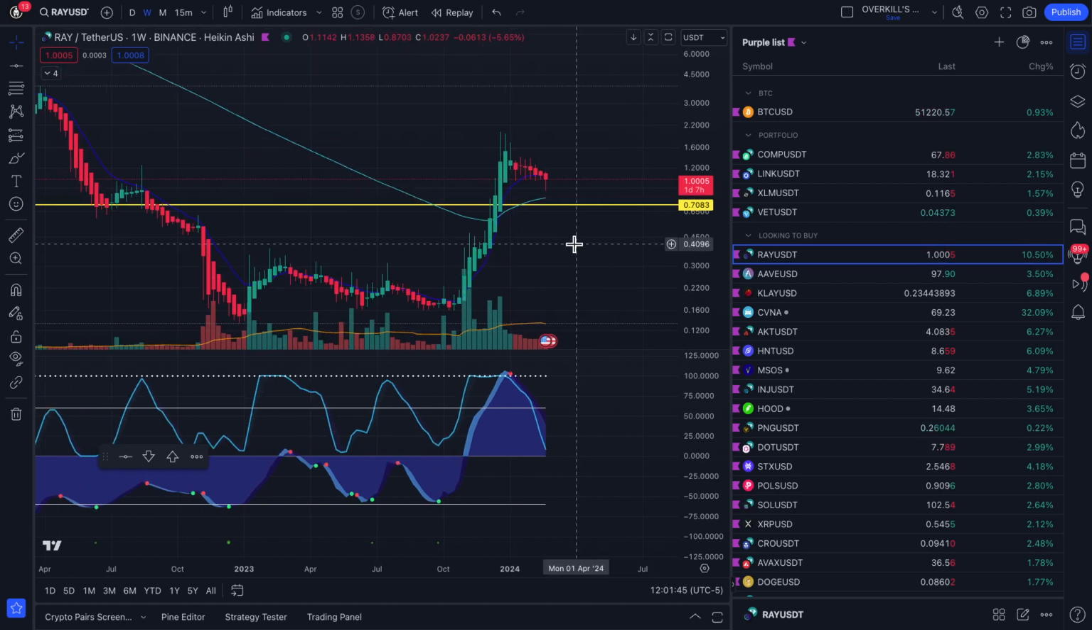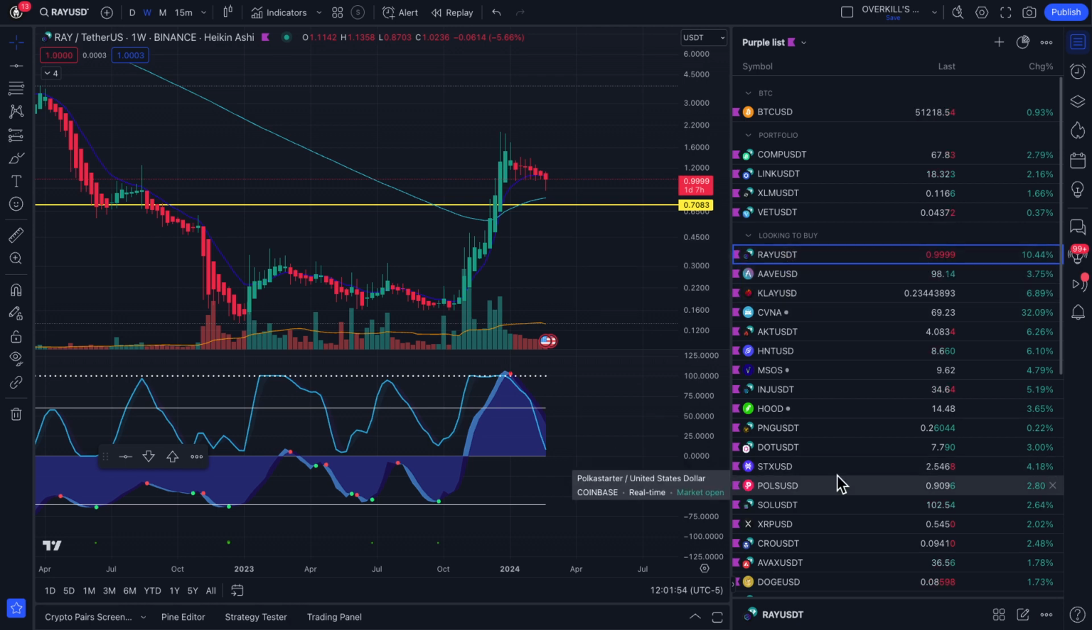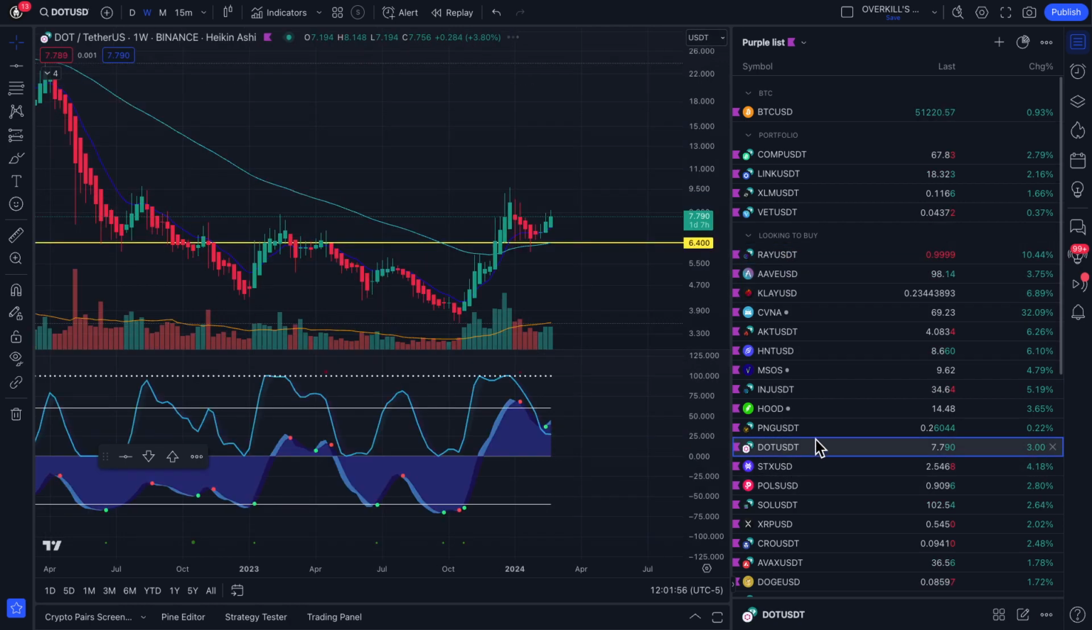Timing your entries and understanding your risk to the downside, that's the most important thing. So top 3 so far for me are Ray, Ave, and Clay. I really like those. And I know I'm going to like this one too.